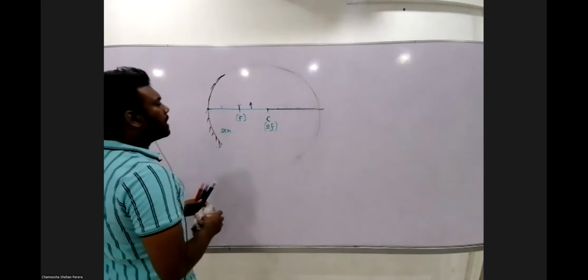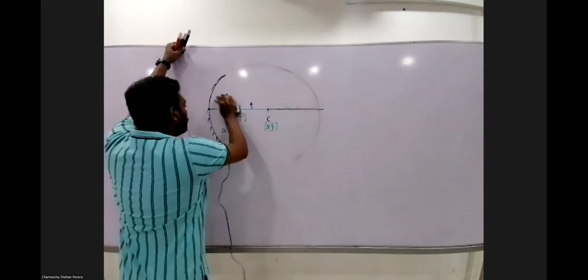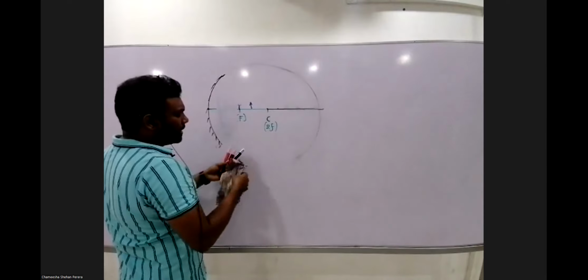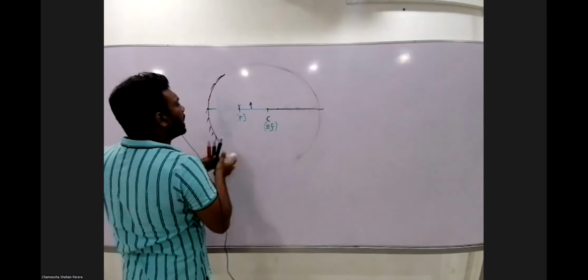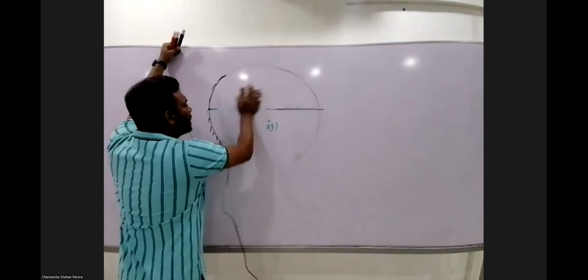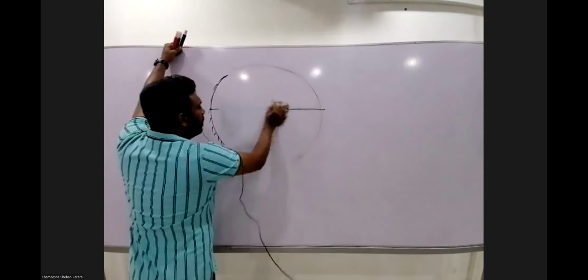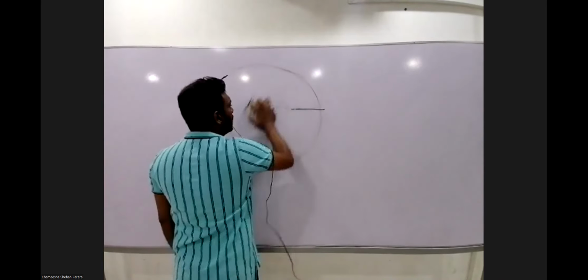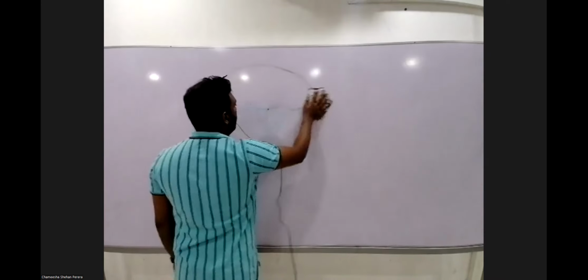So that's what we simply do. We keep the object at different places on the principal axis, and we see how the light rays would reach the concave mirror surface from the object, and then how the light rays would get reflected and the image is formed.